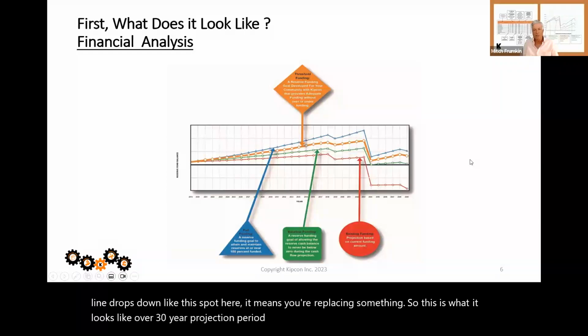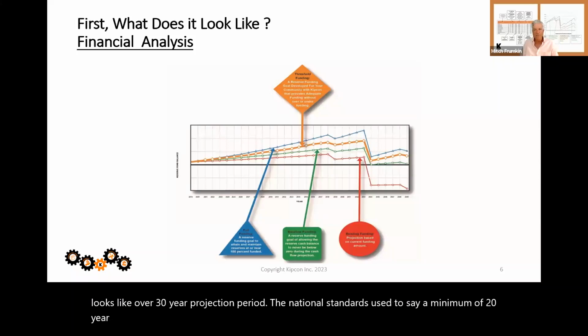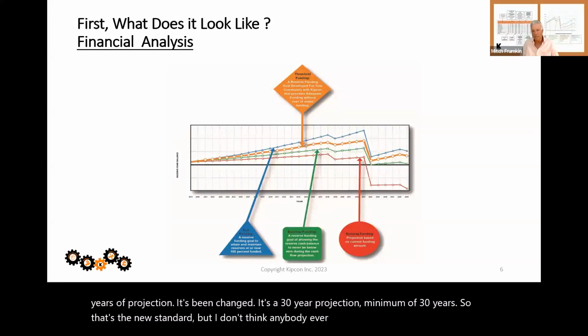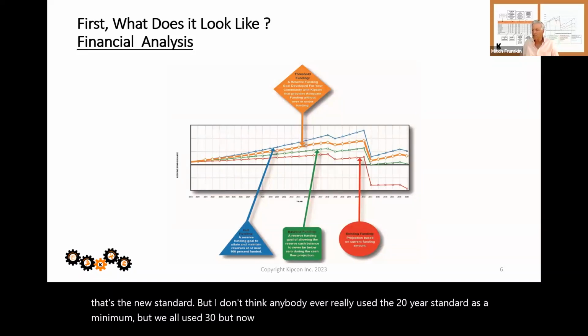The national standards used to say a minimum of 20-year projection. It's been changed. It's a 30-year projection, minimum of 30 years. So that's the new standard, but I don't think anybody ever really used the 20-year standard as a minimum, but we all used 30, but now it specifically says it should be 30.